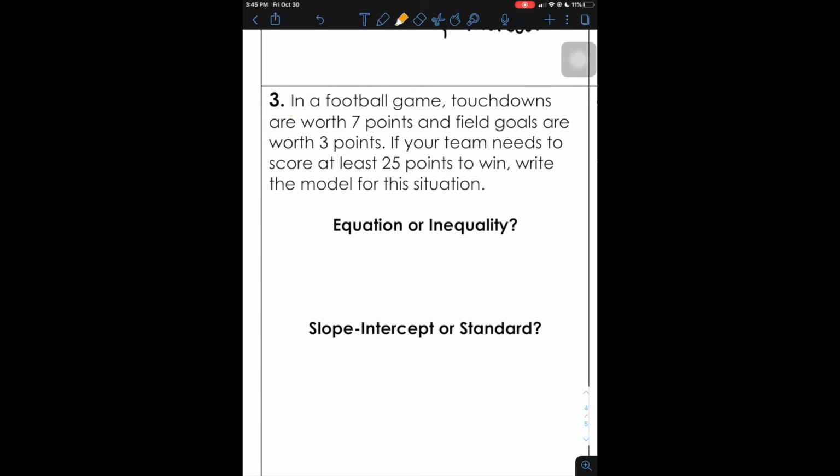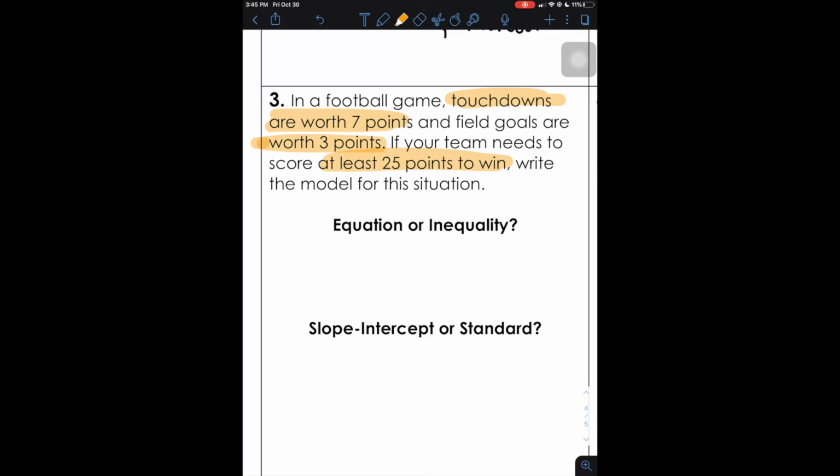In a football game, touchdowns are worth 7 points. I'm going to just go ahead and highlight as I go through. And field goals are worth 3 points. My team needs to score at least 25 points to win. Write the model for this situation. That's not really that important.